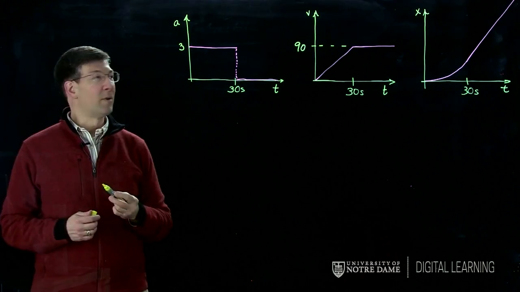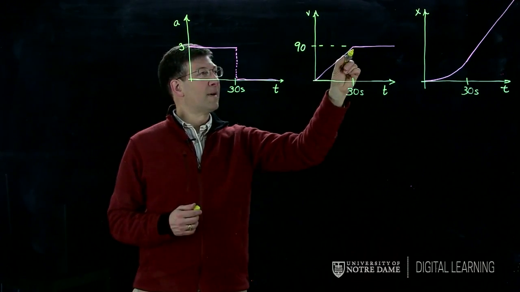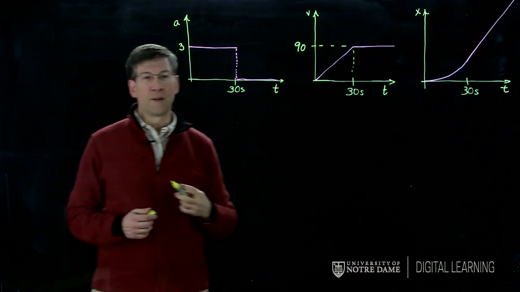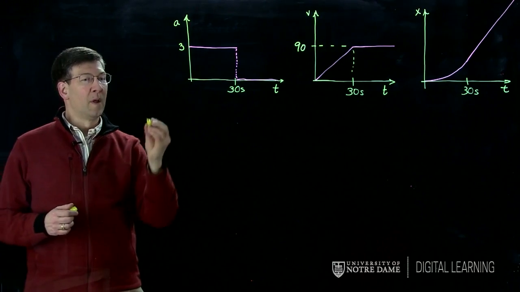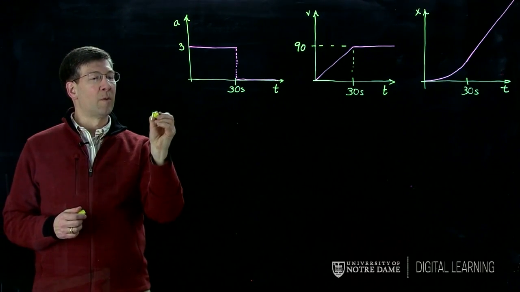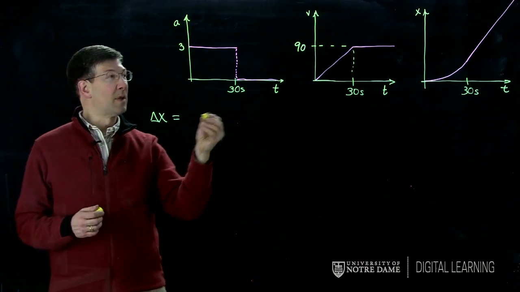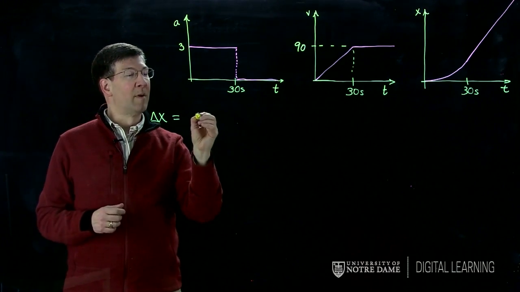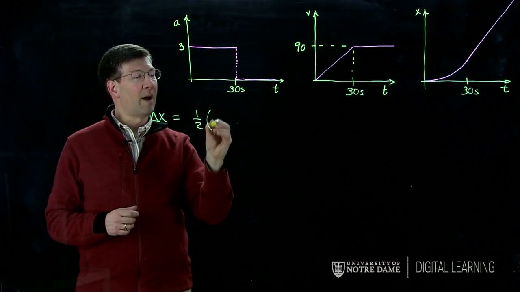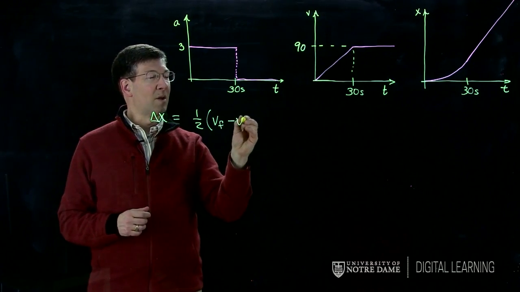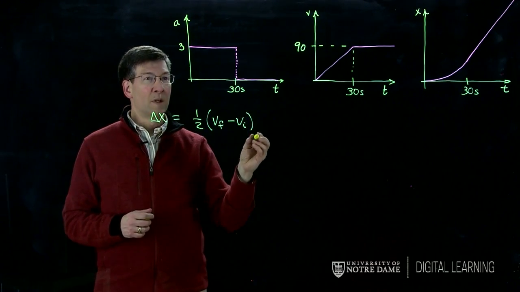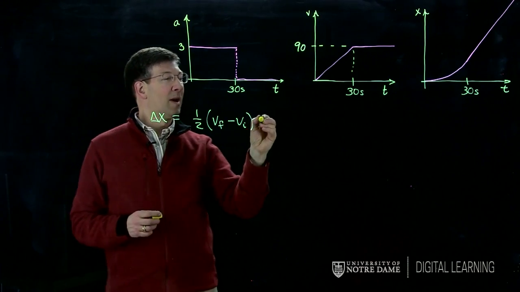Now I want to point out there's another way, now that we know what this velocity is, to calculate the distance that we traveled during this first epoch, which is to find the area under the velocity versus time graph here. We derived last time that the displacement is equal to the area under the velocity versus time curve. And so that's going to be equal to 1/2 times the final velocity minus the initial velocity times the time that we travel.